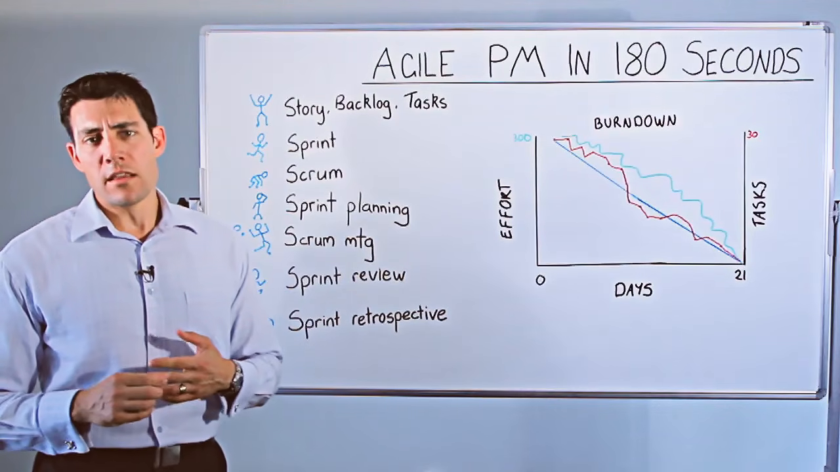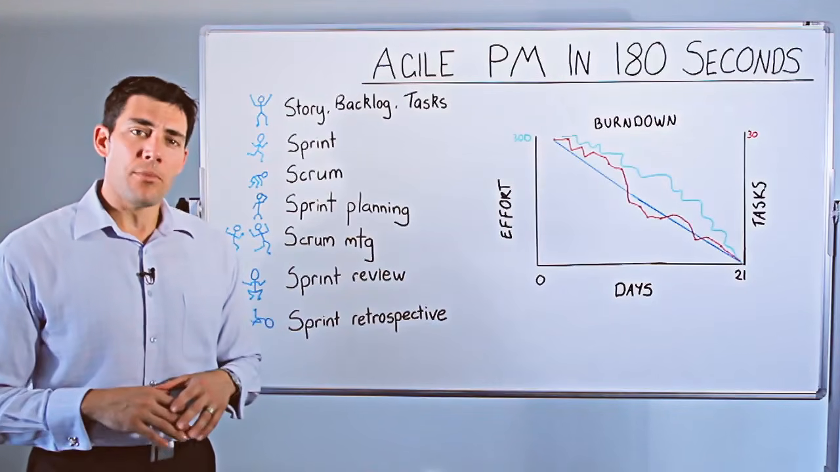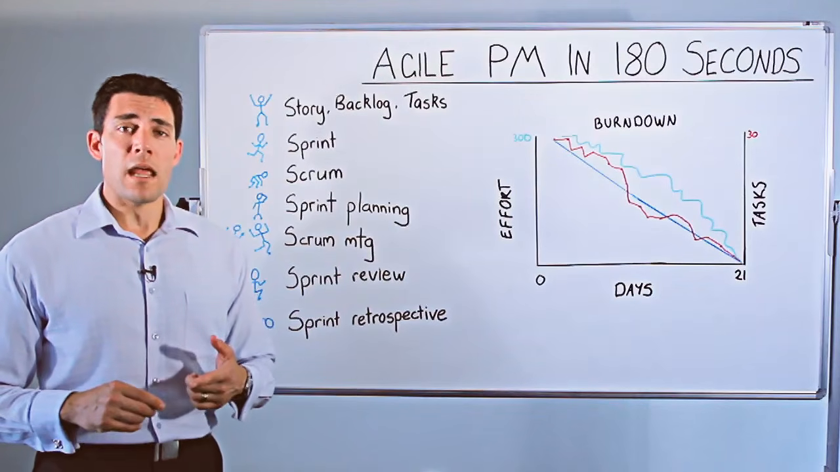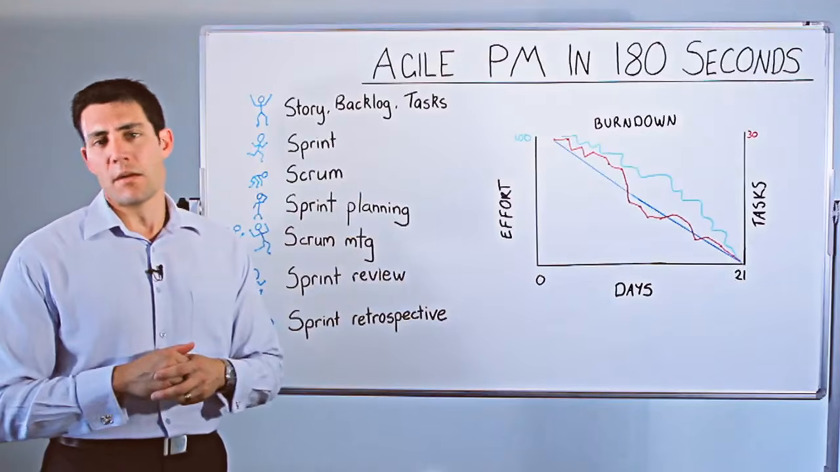About 10 years later, in the United States, a couple of fellows by the name of Sutherland and Schwaber presented a paper on that topic, on what they called the rugby method, but Sutherland and Schwaber renamed it and called that Agile Project Management, and that was delivered in Texas. I think it was at a Business Objects conference.